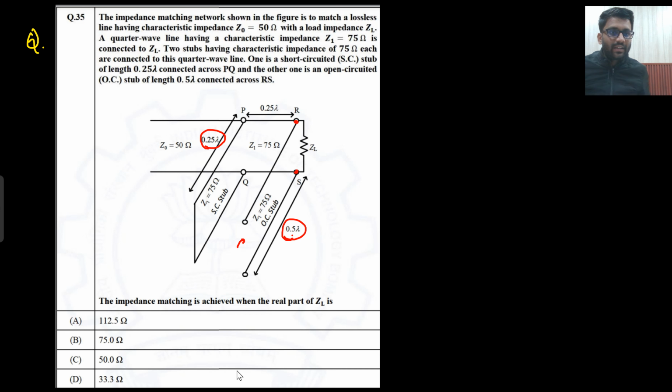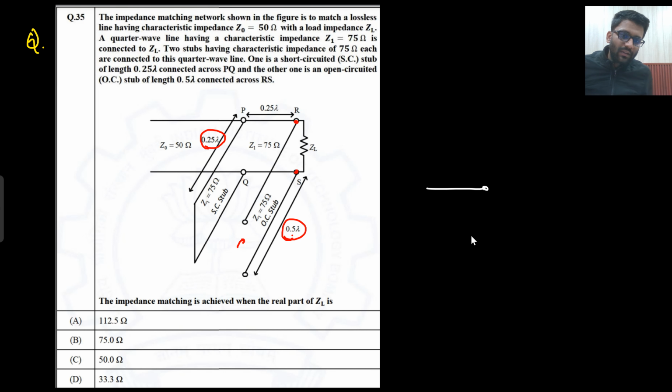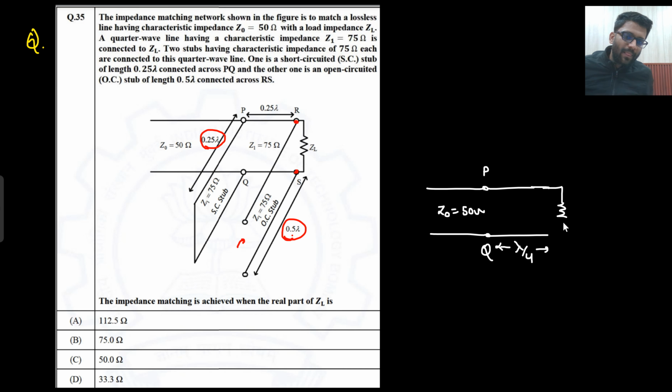So what is your equivalent circuit now? In your equivalent final circuit, what do you see? This is my point P. This is my point Q. Here Z naught was 50 ohm. Then I am having a length of lambda by 4. And then at the load I am having ZL.